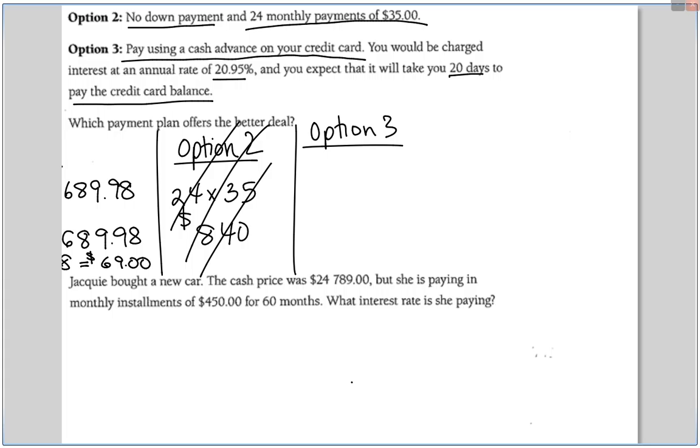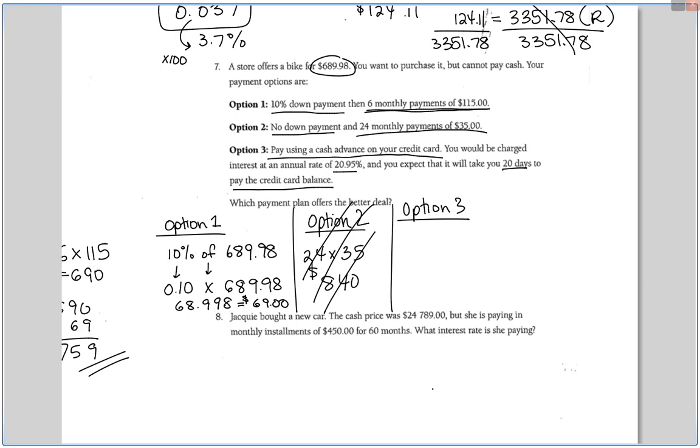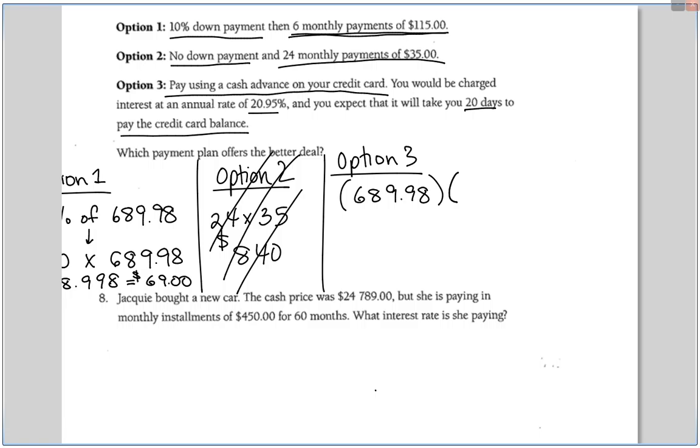So how much are we borrowing? 689.98. The interest rate is 0.2095, and the days divided by 365. This will solve for I, and that one is $792.